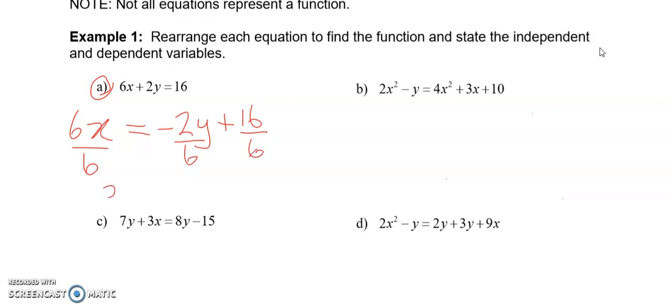You can leave them as fractions if you want. So x is equal to negative 1/3 y. That reduces. And 16 over 6 would reduce to 8 over 3. There you go. That's also a function.